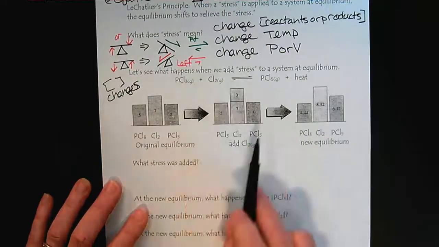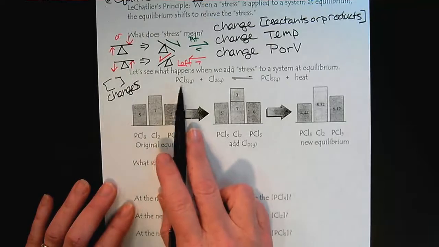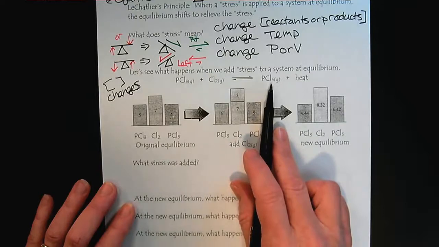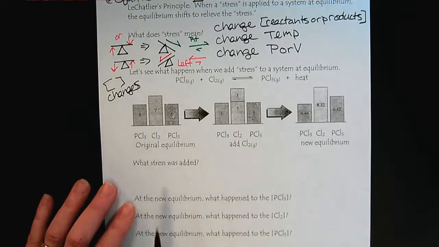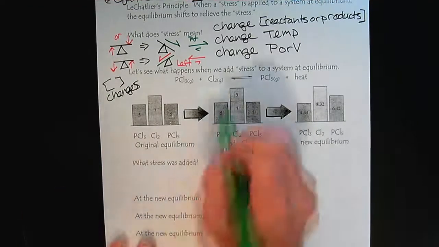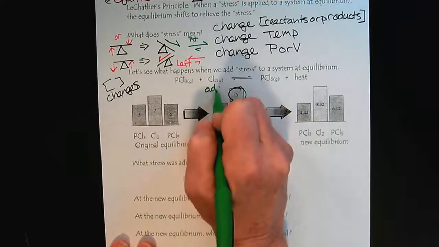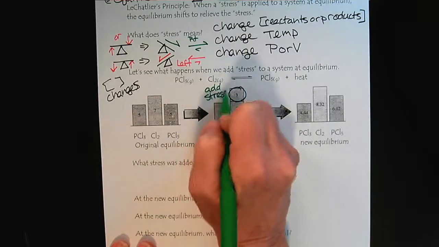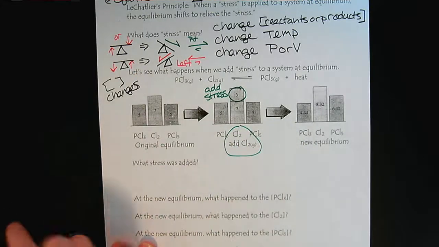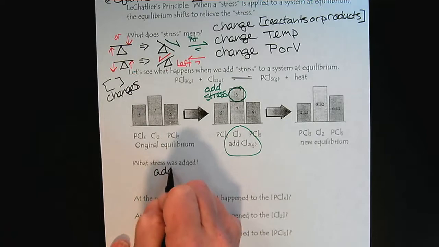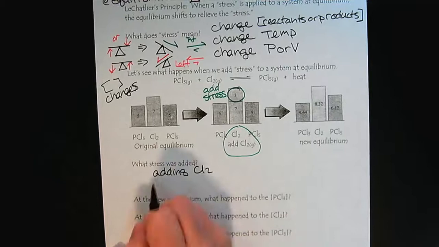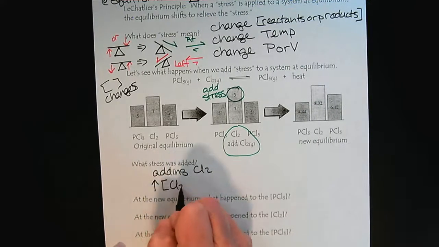All right, so here we have a reaction, phosphorus trichloride with chlorine to produce phosphorus pentachloride with some heat. So we had a system at equilibrium, and then what did we do? We added stress. How did we add the stress? We added chlorine. All right, so what did we do? We increased the chlorine concentration.